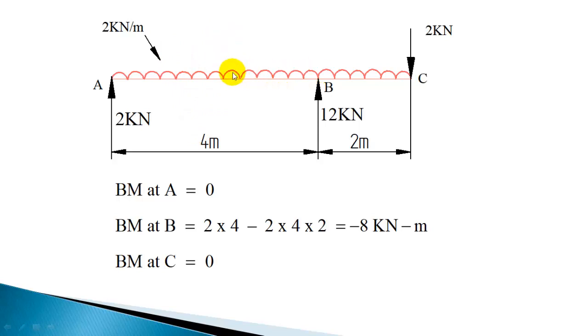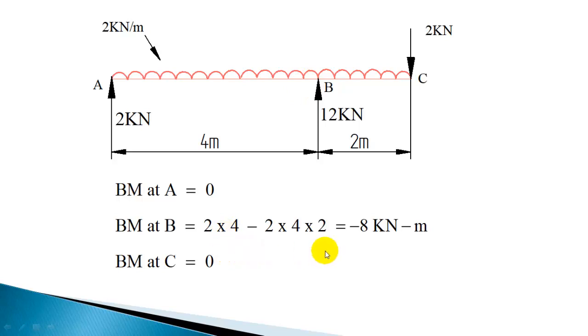It will be acting at a distance of 2 meter, that is center of 4 meter, 2 meter away. So the moment due to this is 2 into 4, which will produce a clockwise moment, and due to UDL, 2 into 4 is the load. It is acting 2 meter away, so 2 into 4 into 2, and that will produce a negative moment since it is downward and it is producing anti-clockwise rotation with respect to B.